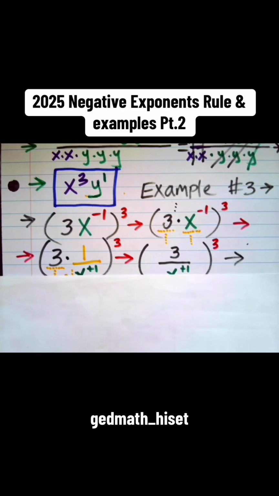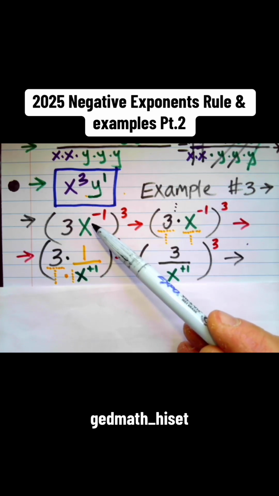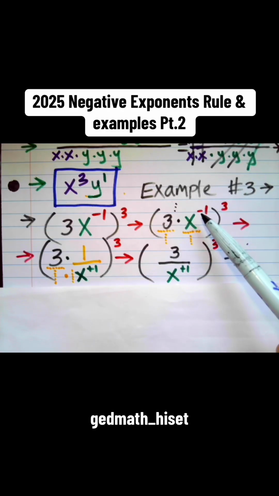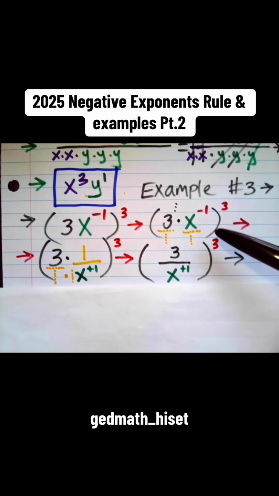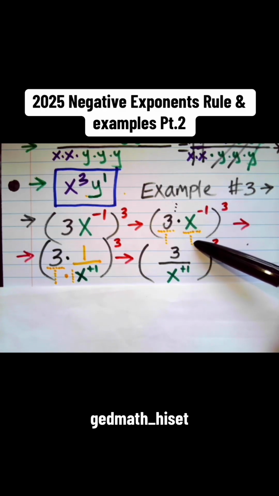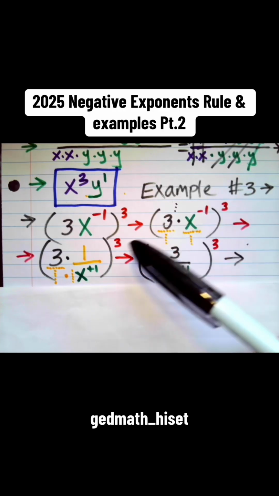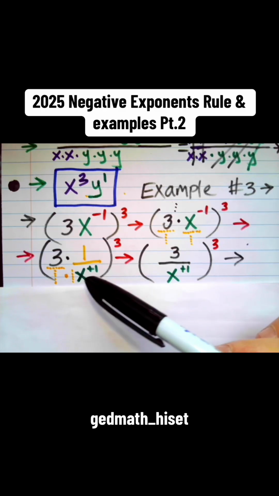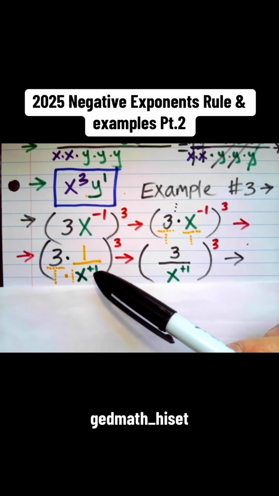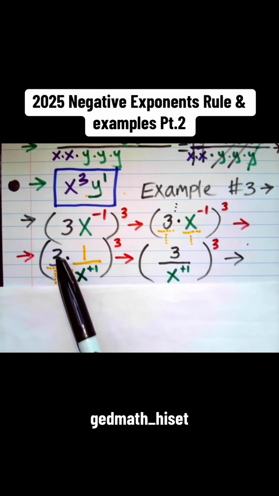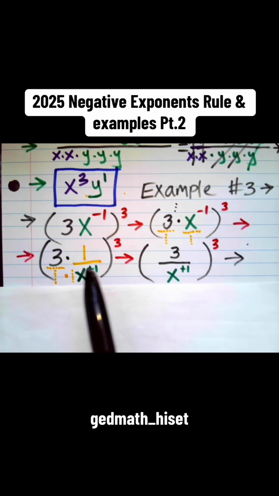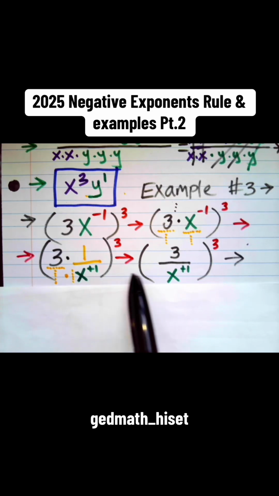And in the next step, you're going to see I want to change this negative 1 into a positive 1. In order to do that, I flip this fraction. So x to the negative 1 will go in the denominator's place. It's now positive. The invisible 1 is in the numerator's place, the top of the fraction. And we've changed the negative exponent to a positive. So now we're just going to simplify. 3 times 1 is 3. Invisible 1 times invisible 1 is 1, x to the positive 1 value.